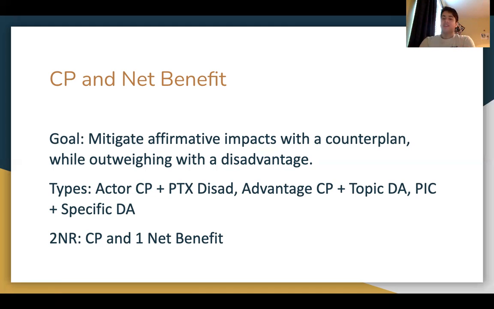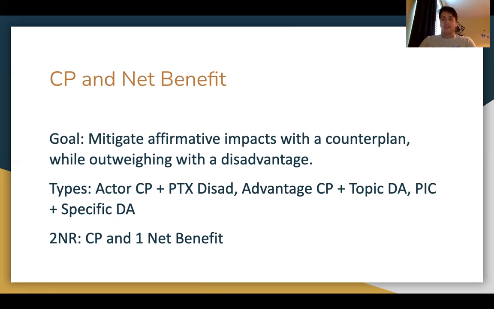Another version of this might be an advantage counterplan and a topic disad. An advantage counterplan is a counterplan that says another way to solve an impact. And then a topic disad would be something like, we're no longer selling arms. That's going to cause a loss in our manufacturing sector. And then a final example of that would be the plan inclusive counterplan, or PIC, plus a DA specific to that. So that's, we do all of your plan minus a little bit. And then we have a disad to that little bit. And then we say that doing almost all of your plan solves all of your impacts. It mitigates affirmative impacts. And then you outweigh with the disadvantage that doesn't link.